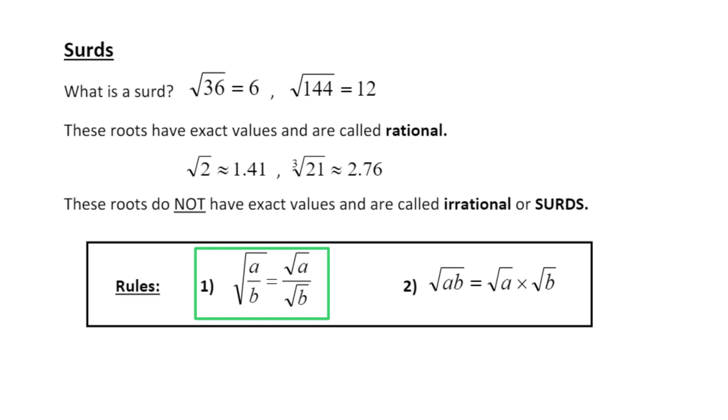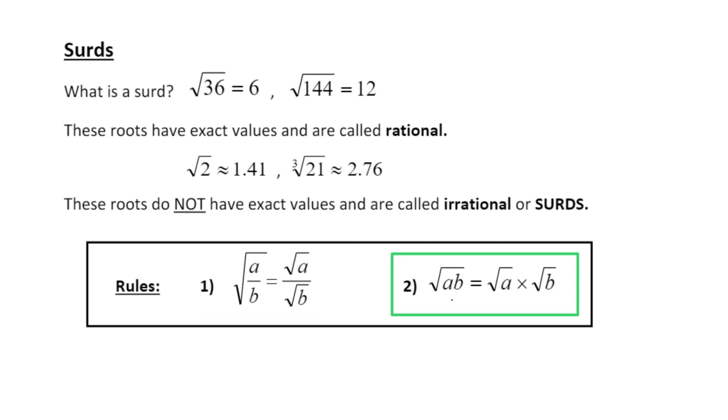And rule 2, in the same way, if we have the square root of ab, now I do want to say that what we've got here, we've seen before that ab is the same as a times b. So the square root of a times b is the same as the square root of a times the square root of b. And those two rules can help us simplify surds. And that's effectively what we're going to move on to now with the first set of examples.